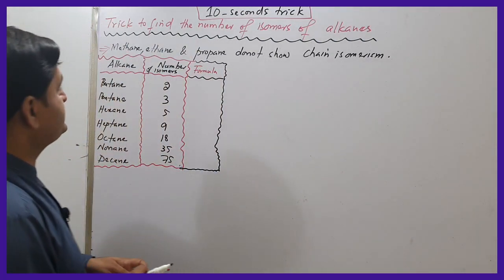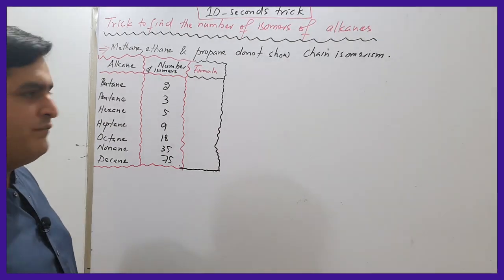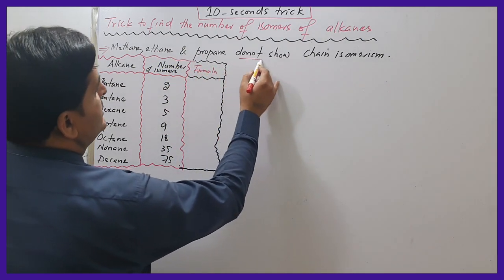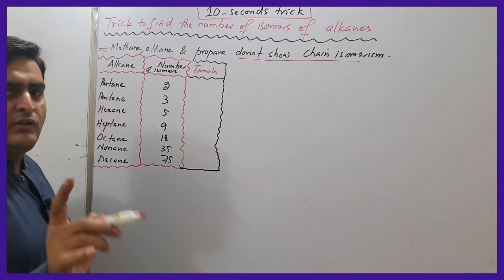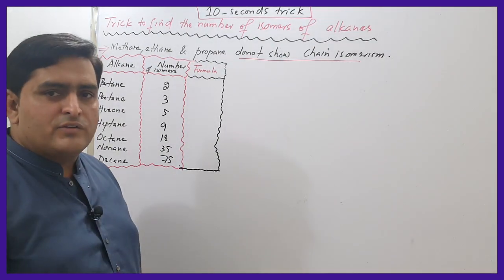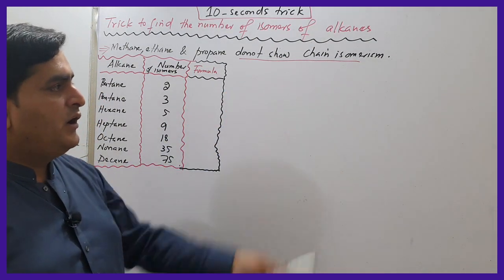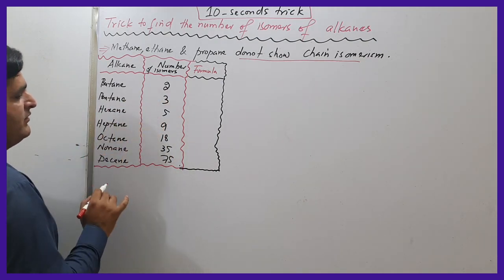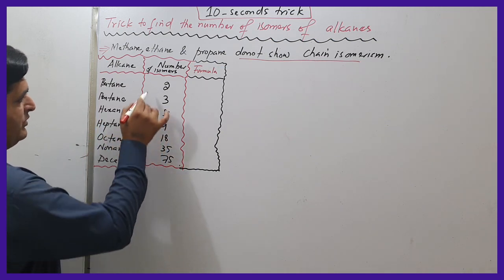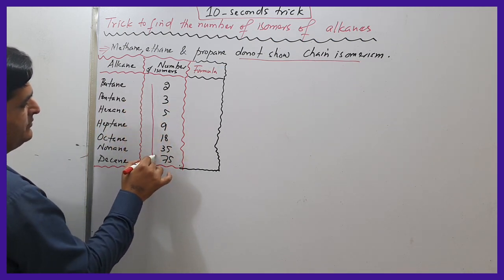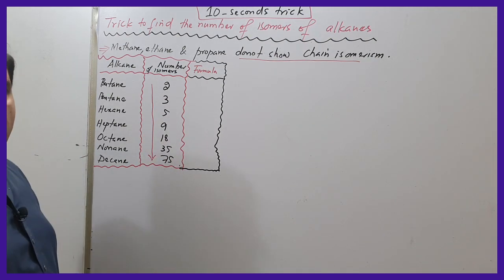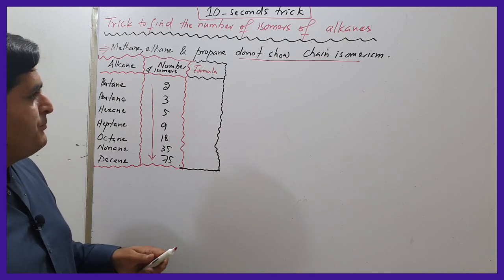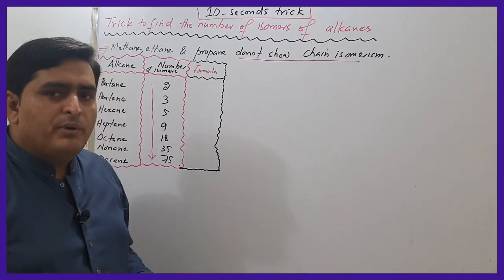First of all, from the already known information, methane, ethane, and propane do not show chain isomerism. They are represented by only a single structural formula. They do not have more than one structural formula, so they have only one isomer. Butane has 2 isomers. Pentane has 3 isomers. Hexane has 5 isomers. We notice that as the number of carbon atoms increases, the number of isomers also increases. So how do we count the number of isomers?